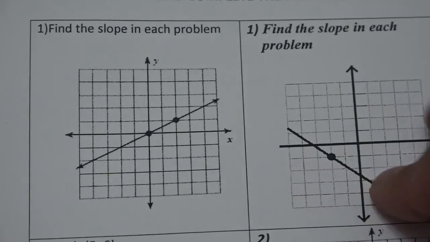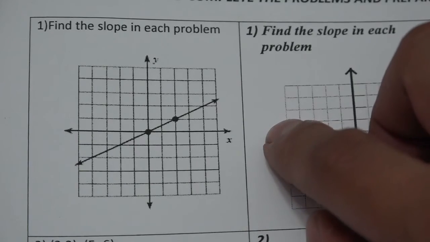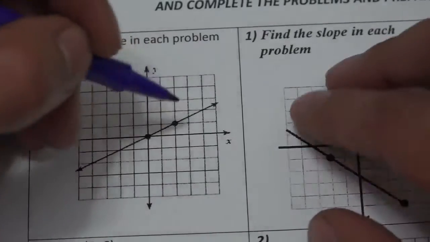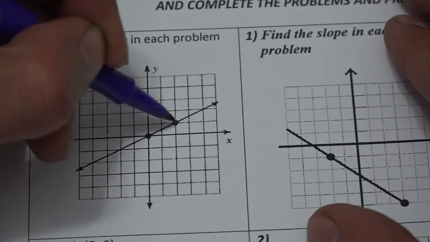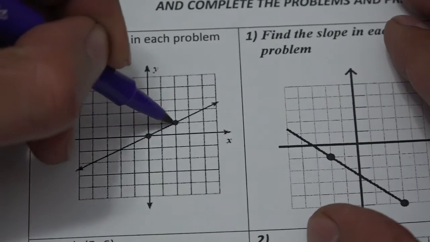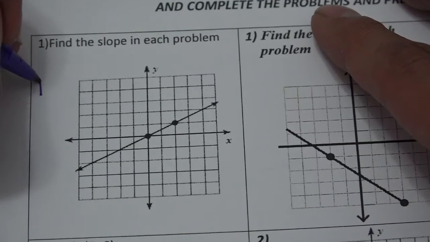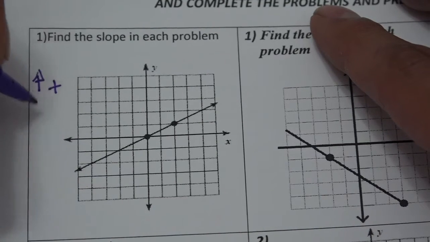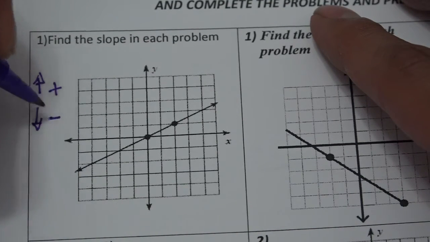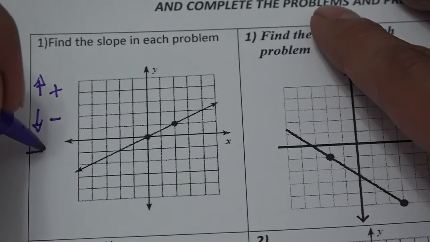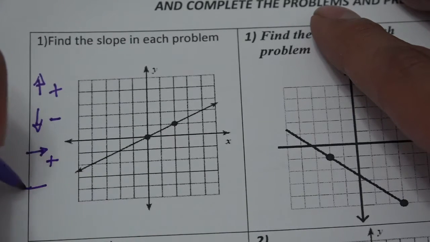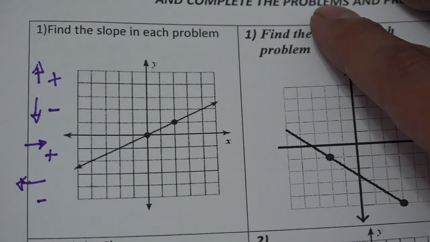So, independent activity. Find the slope in each problem. Sure, not a problem. Rise over run. From this point to this point, I go 1 up and 1 to the right. FYI, up means positive, down is negative, to the right is positive, to the left is negative.